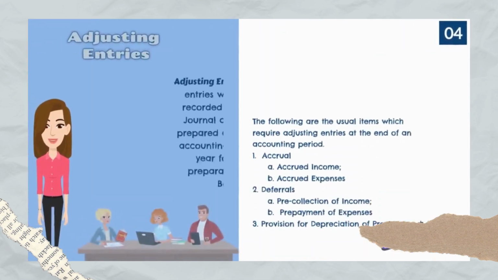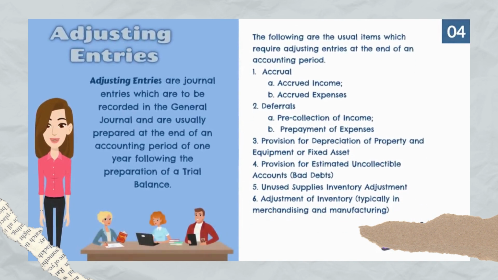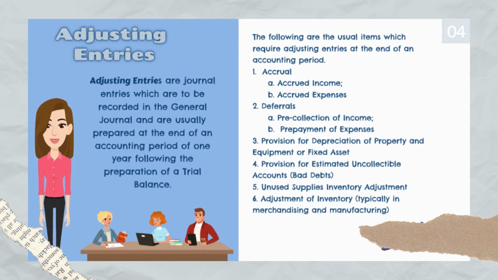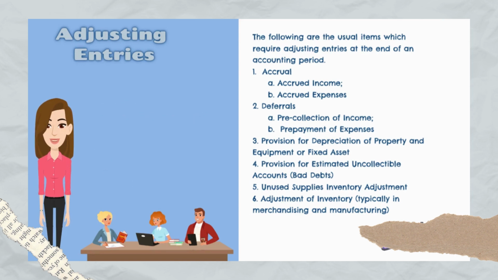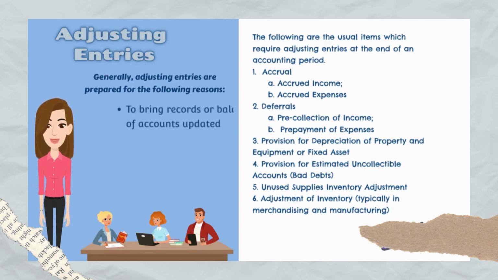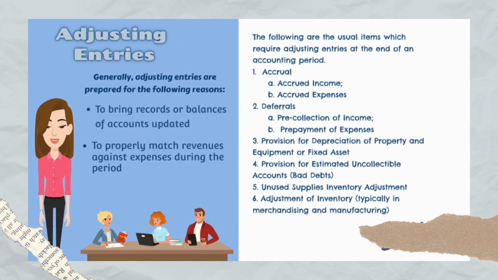Step 4. Adjusting entries. Adjusting entries are journal entries which are to be recorded in the general journal and are usually prepared at the end of the accounting period of 1 year following the preparation of the trial balance. Generally, adjusting entries are prepared for the following reasons: to bring records or account balances up to date, and to properly match revenues against expenses during the period.